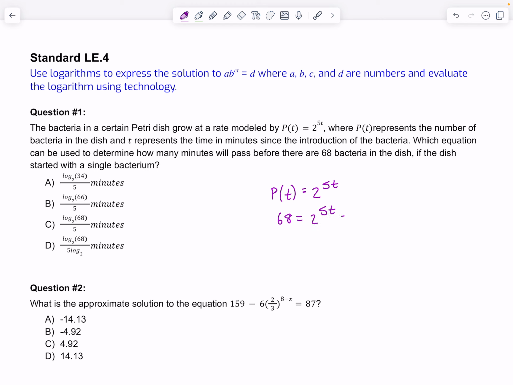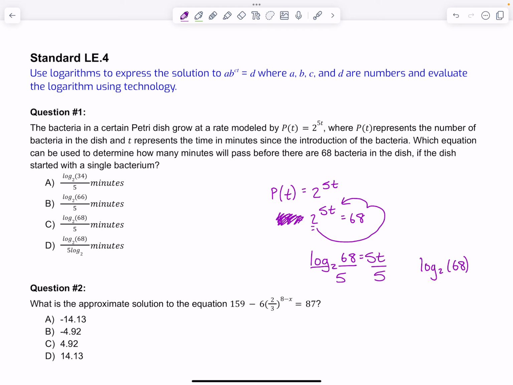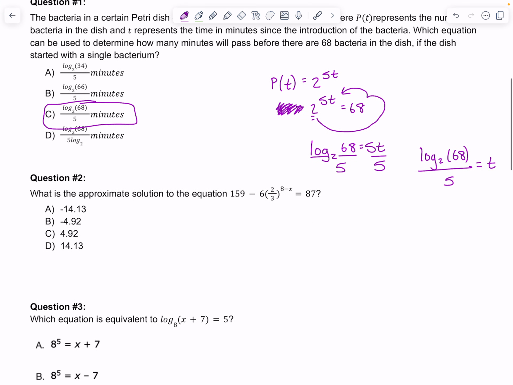And so what we need to do is write it in log form. So I'm just going to move the 68 over here to the right. And then I'm going to use my little cloud pattern to write log base 2 of 68 is equal to 5 times t. And then we're keeping it in terms of log. So now I just need to divide both sides by 5. And I get log base 2 of 68 all divided by 5 would be equal to the time it takes. So that looks like answer choice C. So that's all we need to do for number 1.